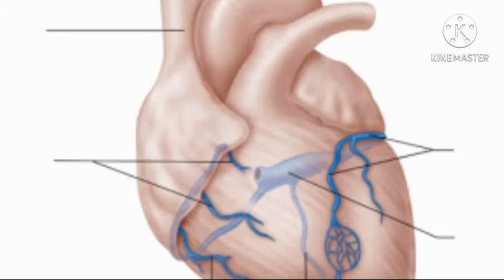Next one is coronary veins. They bring back deoxygenated blood from the walls of the heart and pour it into an opening in the right auricle. So students, these are all the important blood vessels of the heart. With the help of these blood vessels, the heart carries the blood, that is oxygenated blood and deoxygenated blood.